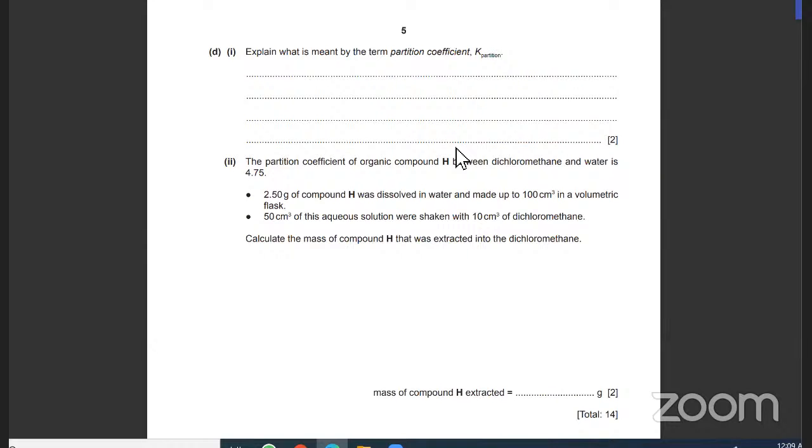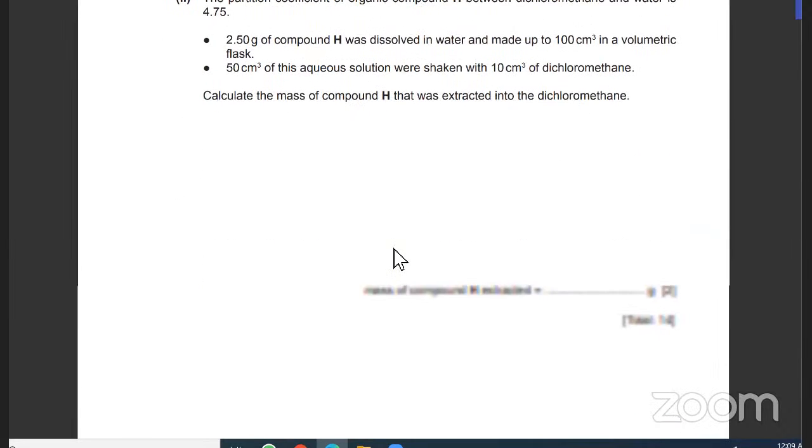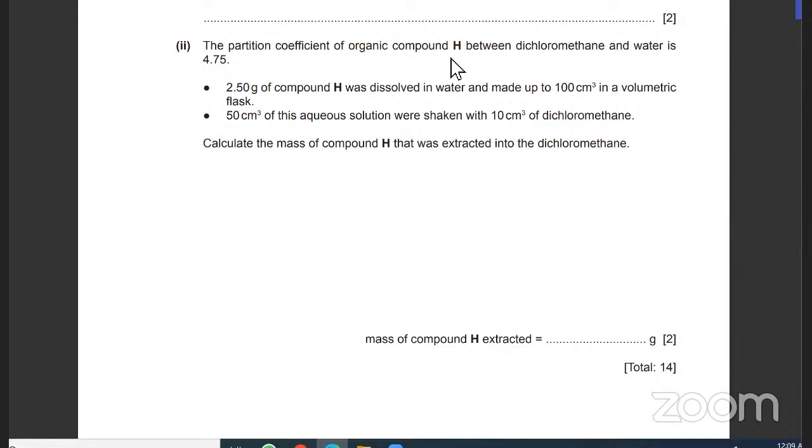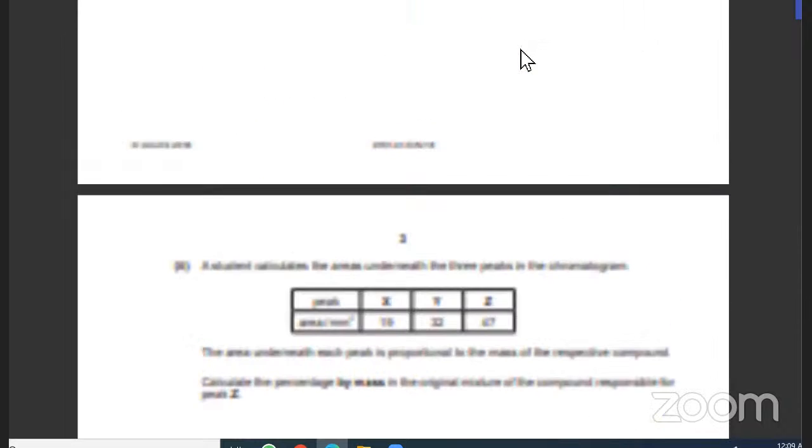अच्छा, नहीं, पहले कर लेते हैं ना कि this one is you've got to explain what is meant by the term partition coefficient. That's a basic definition. The partition coefficient of organic compound H between dichloromethane and water is 4.75. 2.5 grams of H was dissolved in water and made up to 100 cm cube. And you got the whole question 1. So let me explain the whole question 1.